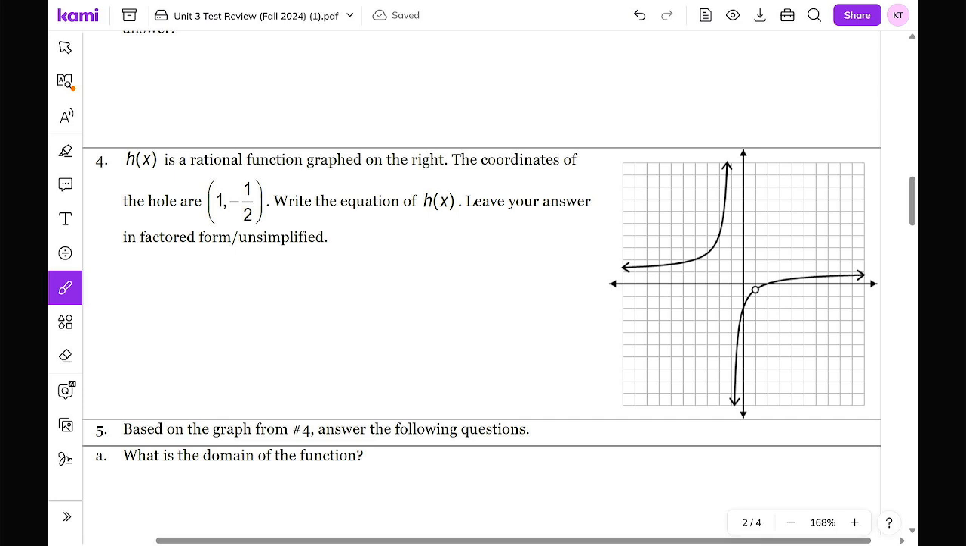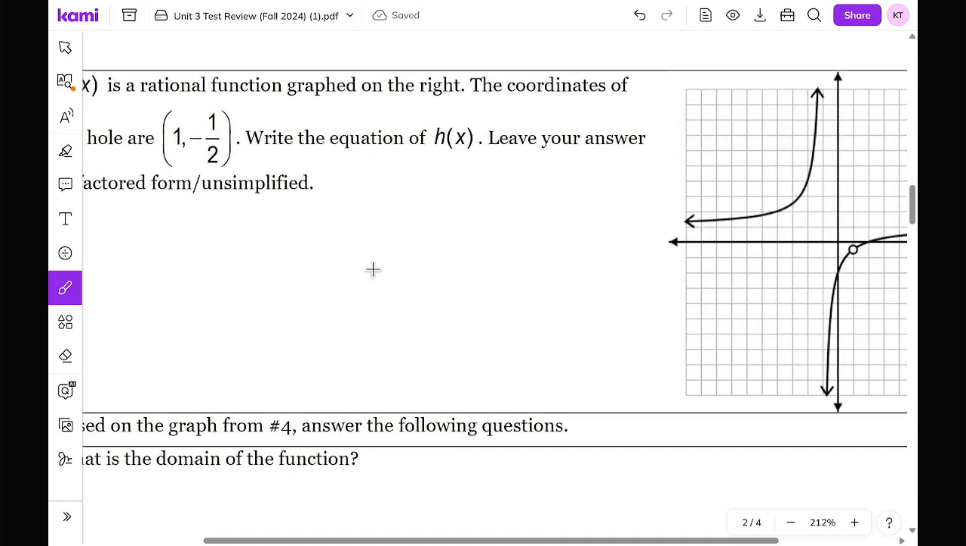And we know that the x coordinate of a hole is going to be given to us from a canceling factor in the numerator and denominator. So the canceling factor in our numerator and denominator is going to be x minus 1, because the 0 of x minus 1 is going to be a positive 1. So I know that for my rational, I'm going to have a factor of x minus 1 on my numerator and denominator that are going to cancel out. And again, that comes from the hole given to us.